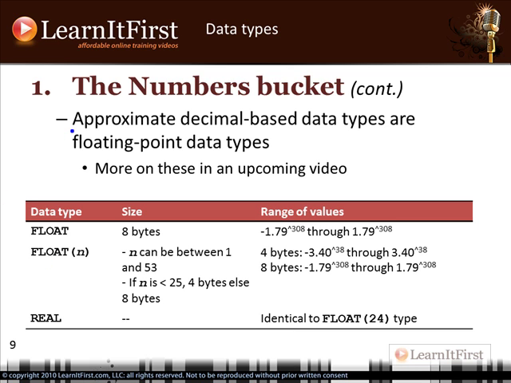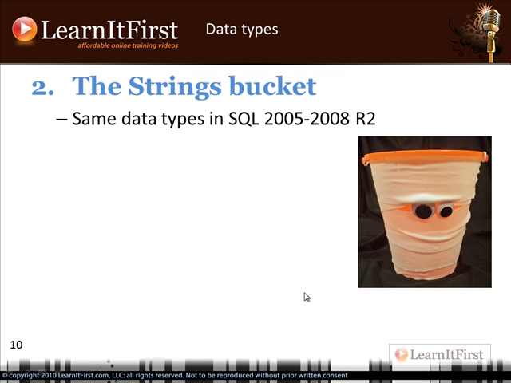Now we get to the approximate decimals. These are your floating point data types. Now you have float and you have real. We'll talk about what floating point means. I know some of you come in from your computer science classes already very familiar with floating point. But what I get annoyed with is when instructors say, here are your floating point data types, and they just move on. Not everybody is familiar with floating point, so we'll cover that again in an upcoming video. So just use this as a guide.